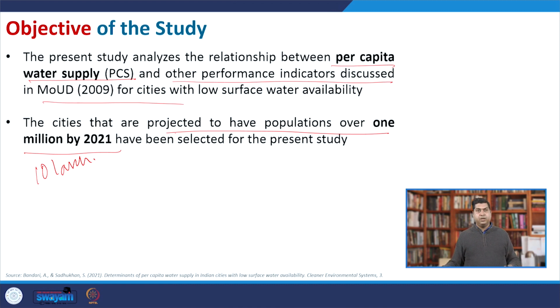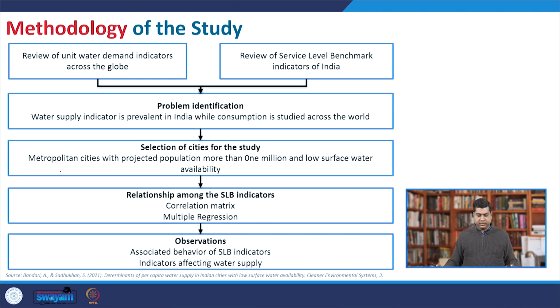So we projected that data, and wherever we found cities or urban local bodies where the population is more than or equal to 10 lakhs or 1 million, we considered them in the present study. So this is the methodology of the study. In a paper also, sometimes you can give a flow chart which can attract the readers or the reviewers, to make a mind map of how this research has been done.